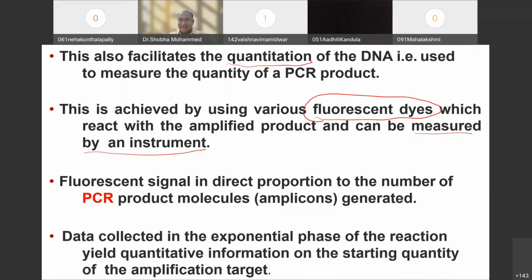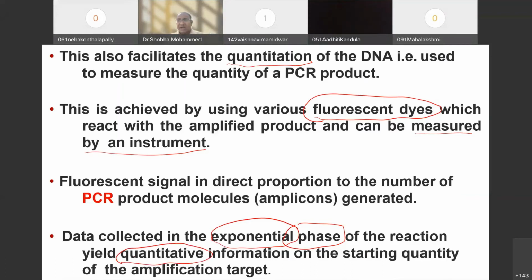Data collected in the exponential phase. There are three phases. I'll tell you what I mean by the exponential phase and all with the help of a graph. So, data collected in the exponential phase of the reaction yields the quantitative information.